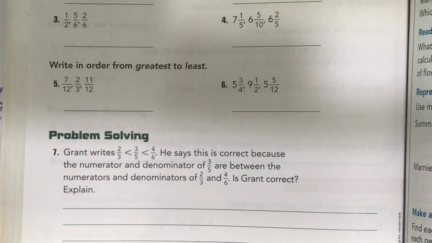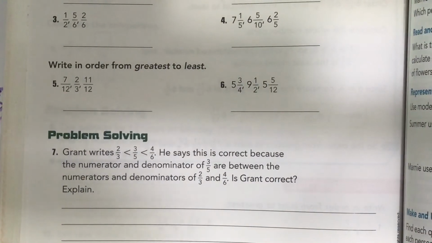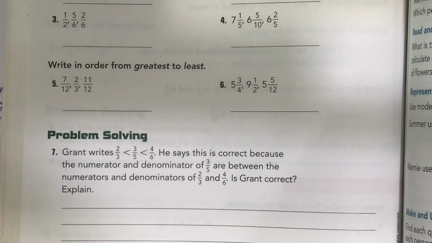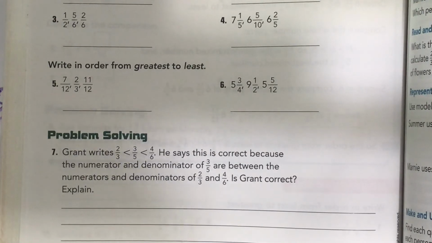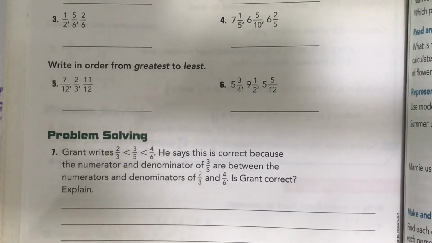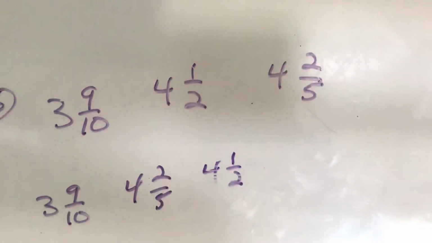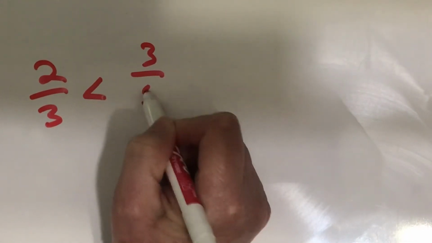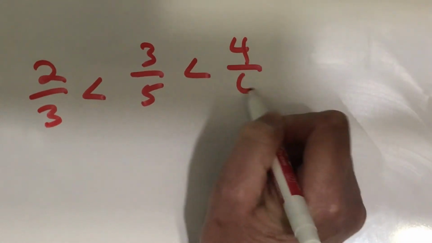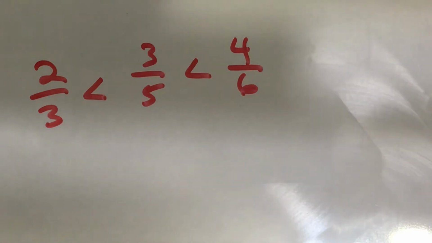It says Grant writes 2/3 is less than 3/5 is less than 4/6. He says this is correct because the numerator and denominator of 3/5 are between the numerators and denominators of 2/3 and 4/6. Is Grant correct? Explain. Well, let's find out. I'm going to use fraction strips to find that out. So first let's write down what Grant says. He says that 2/3 is less than 3/5, which is less than 4/6. Let's check and see if Grant is correct.